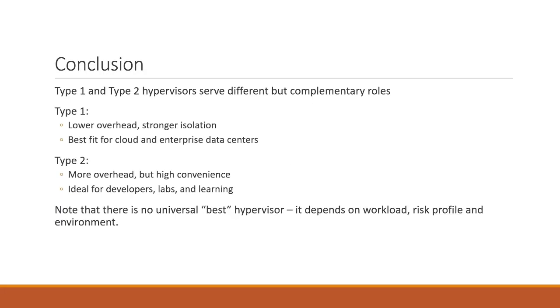Closing words for conclusion. Type 1 and Type 2 hypervisors each have distinct advantages and trade-offs. Type 1 is ideal for cloud platforms, data centers, and high-performance scenarios, whilst Type 2 is ideal for developers, testing, and educational environments. Both types are essential and widely used, and the choice between them is not about superiority but about suitability. Thank you for listening.